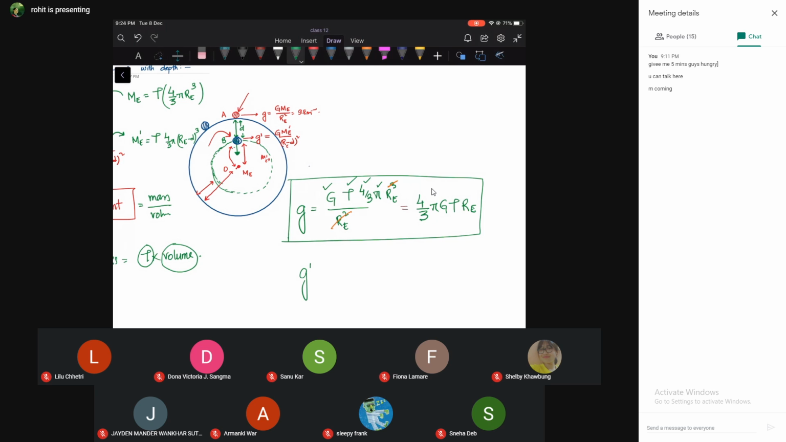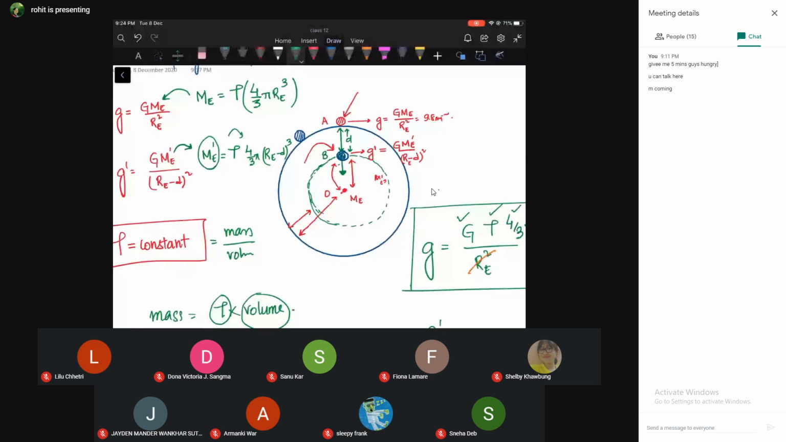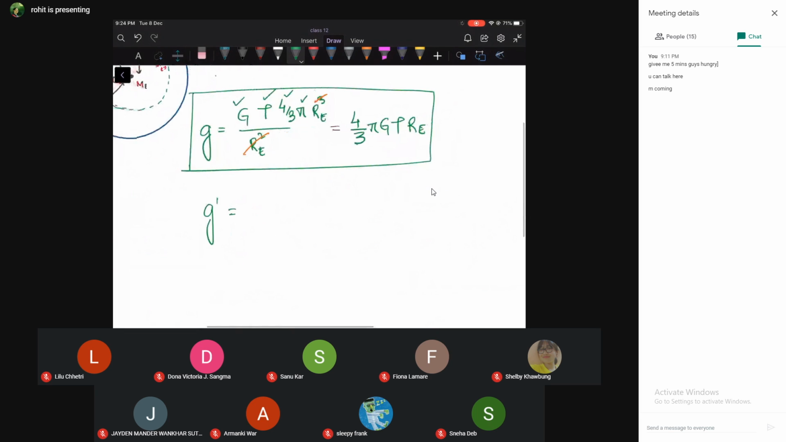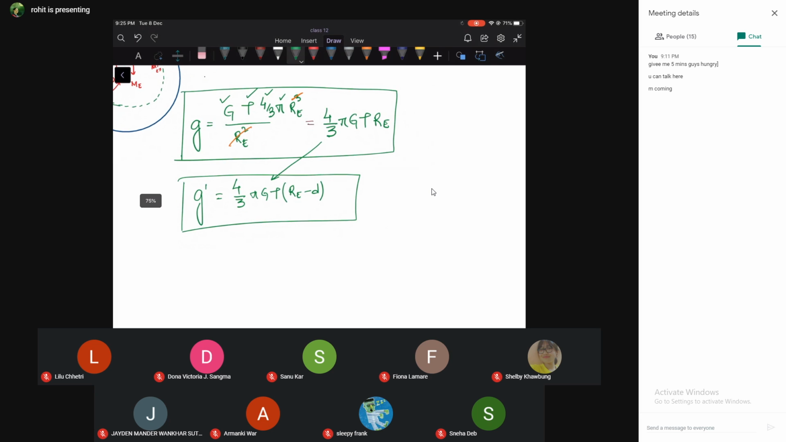How will g prime look? Let me tell you, g prime will look exactly identical to this, because in place of Me I'm going to put this over here. And when I do that, I can again cancel this whole thing squared with this cube. So automatically I'm going to get a similar formula: 4 by 3 pi capital G rho, but this time Re minus d. This is what I'm going to get. So once I get g prime and g, I'm simply going to divide them.